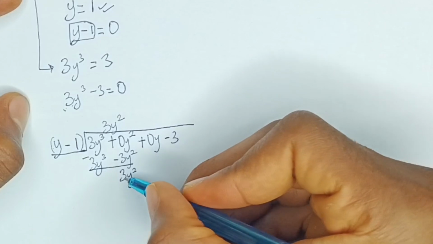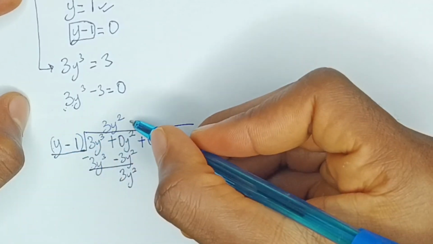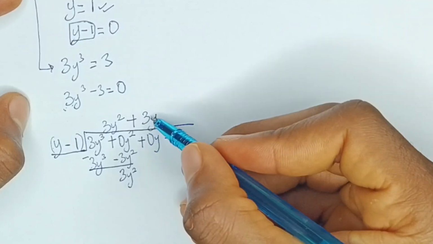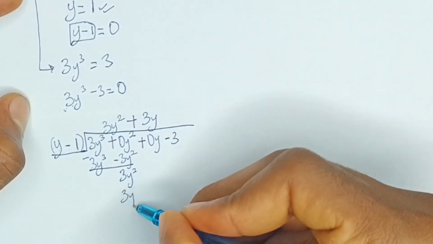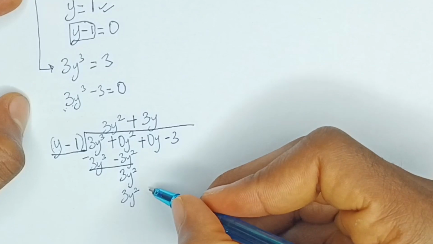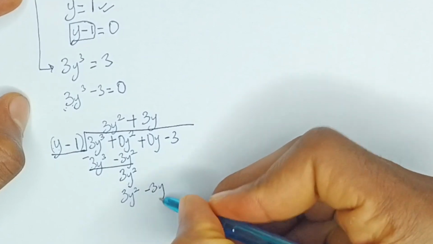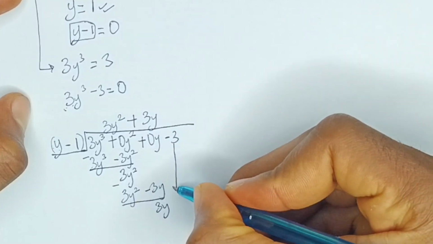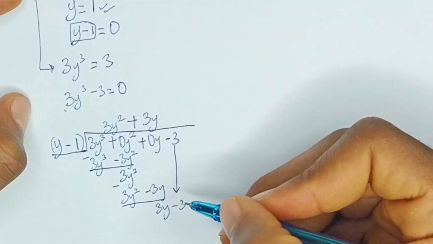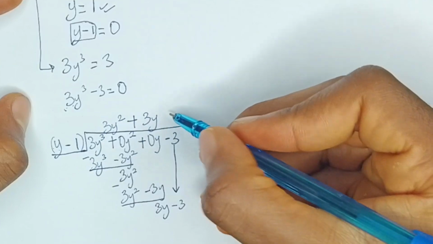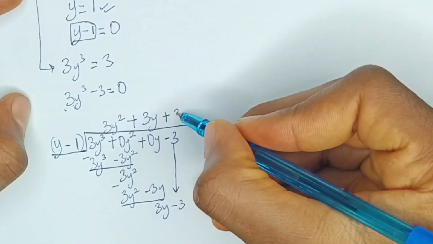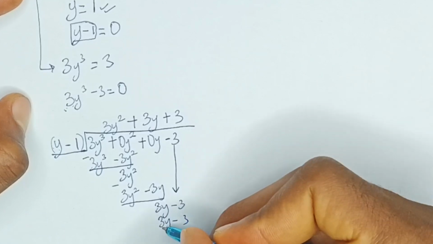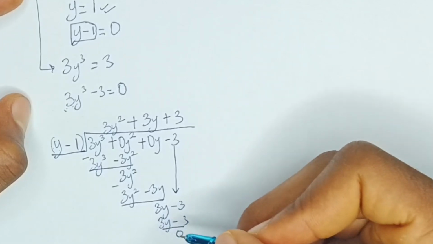Now, positive 3y squared divided by y is plus 3y. 3y times y is 3y squared. 3y times 1 is minus 3y. Again, we are left with positive 3y. And then we can easily bring down this 3. So we have negative 3. 3y divided by y is 3. And then 3 times y minus 1 is 3y minus 3. And this will cancel out to give us 0.